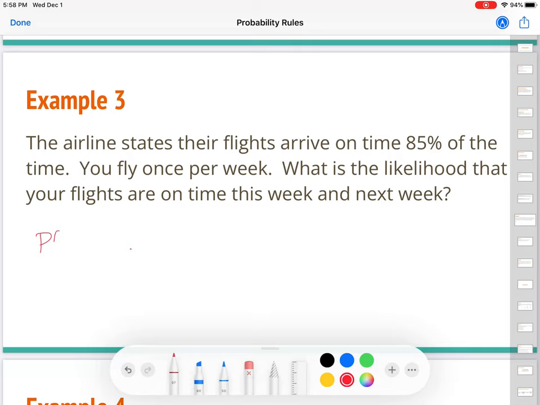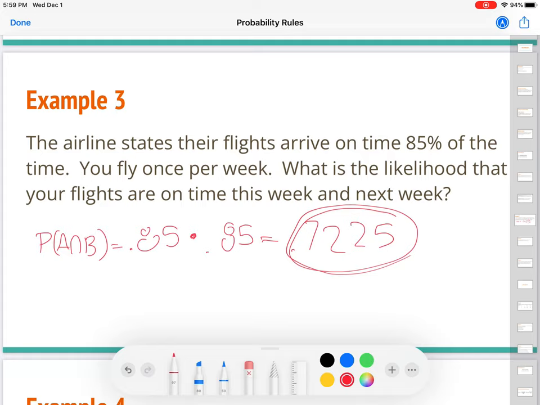So we can use the normal probability of A and B. We're looking for both this week and next week. So we have an 85% chance, 0.85 times 0.85 equals, get my phone out to do that one. That one's a little past my mental math skills. 0.7225. Notice that the probability has gone down because you're multiplying two decimals against each other.